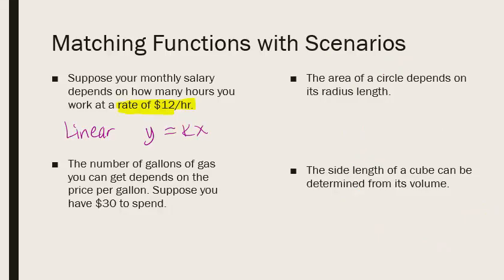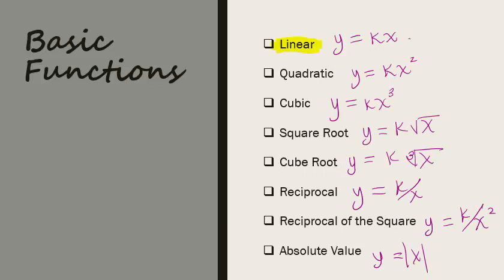The next one, the number of gallons of gas you get depends on the price per gallon. Suppose you have $30 to spend. The first thing that we want to do is recognize what happens as the price per gallon increases, and you only have so much money. So as the price per gallon increases, the number of gallons you can afford decreases. We take a look at our basic functions, and there are not really many of them that have decreasing regions, so we can eliminate quite a few.